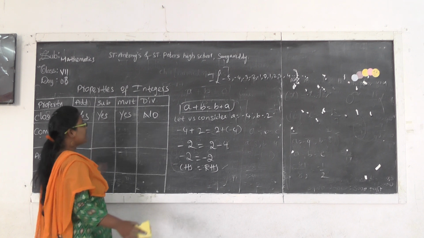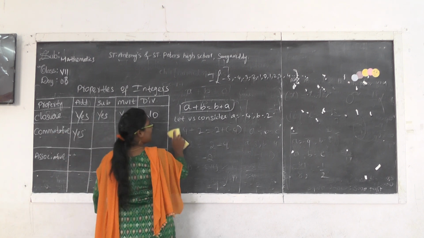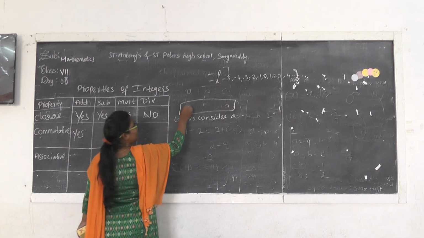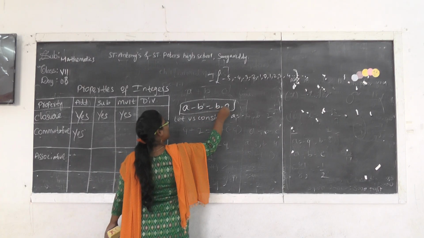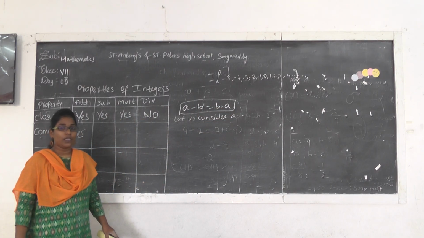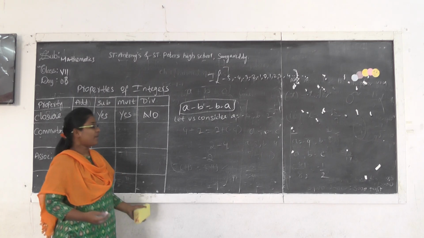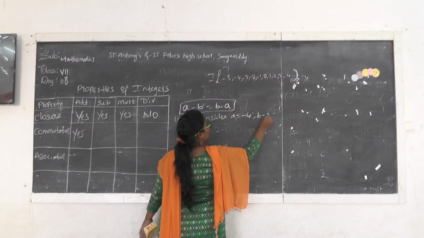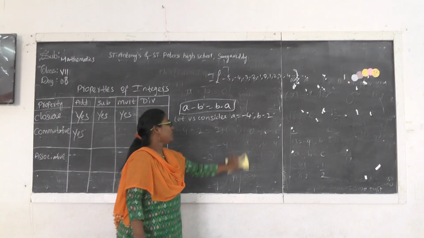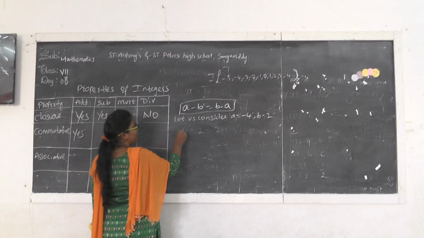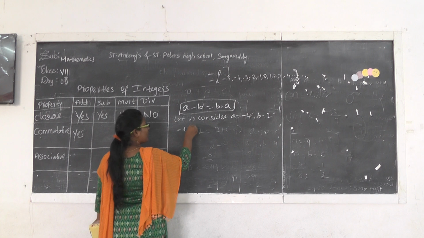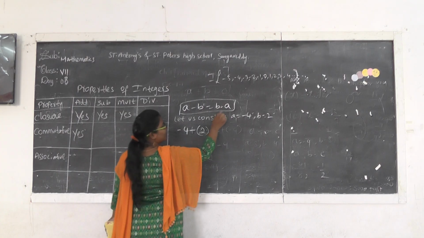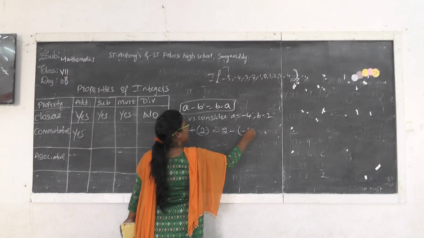So let's check under subtraction. Can you say what the commutative property is under subtraction? It is very simple. A minus B is equal to B minus A. A minus B should be equal to B minus A. So let us check whether it is satisfied or not. A equal to minus 4, B equal to 2. Substitute in the place of A, minus 4, minus 2, equal to, in the place of B, 2, minus 4.